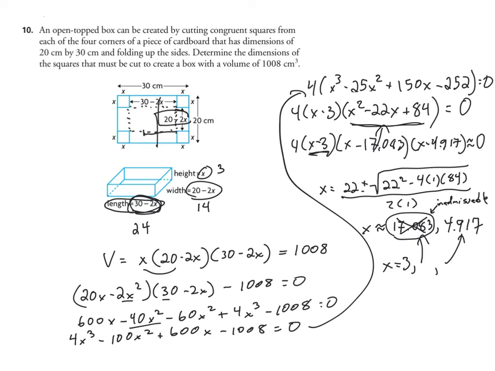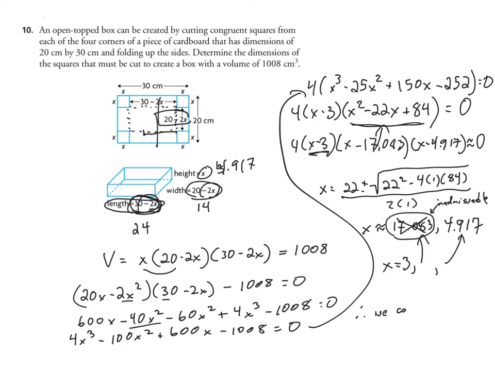What about 4.9? Is that in the right range? Yes, you got 4.917 here. That would be fine, and that would be fine. Those would be good. So our two answers are, therefore, was it determine the dimensions of a square that must be cut to create a box with that volume?